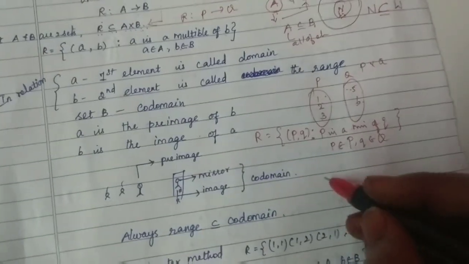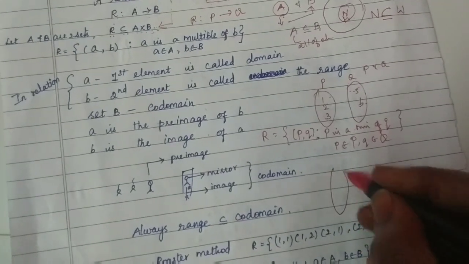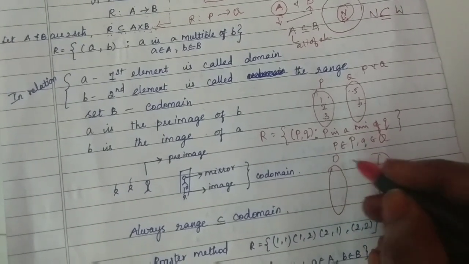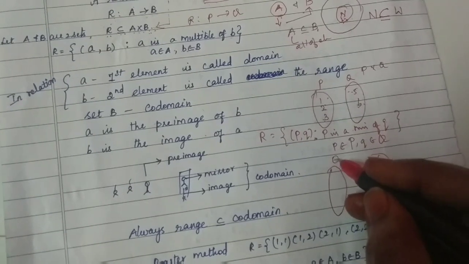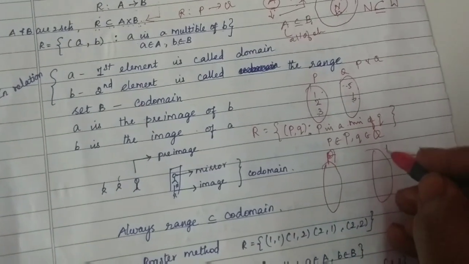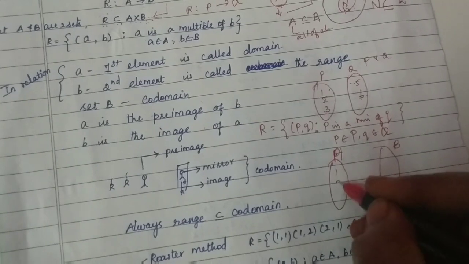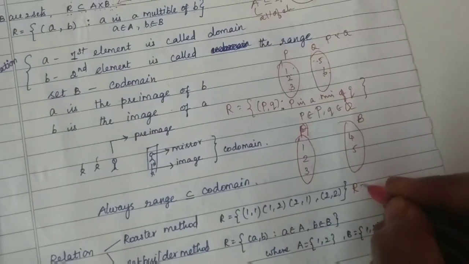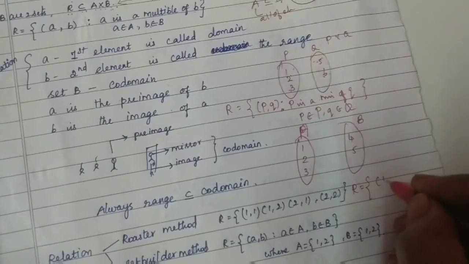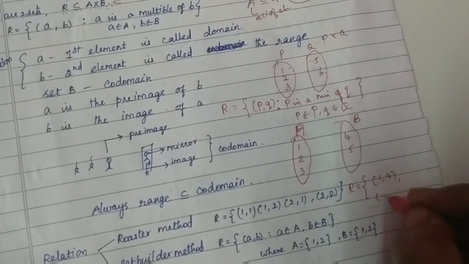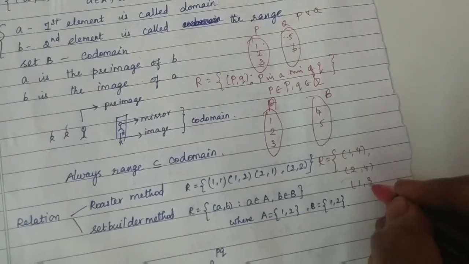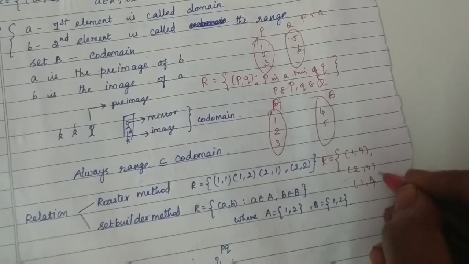Let me explain. Now there are two sets. Let me assume one to be A and another to be B. Let A be 1, 2, 3, 4, 5. Let me assume a relation, just writing on my own: 2, 4, 1, 3, 1, 4 or 5.